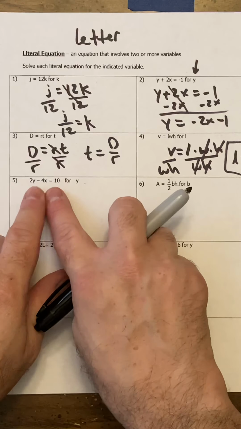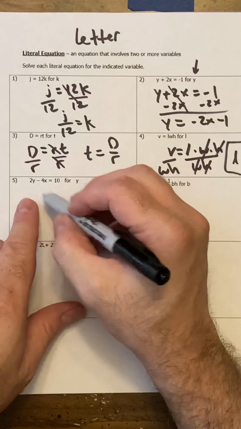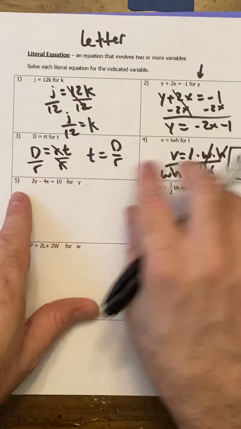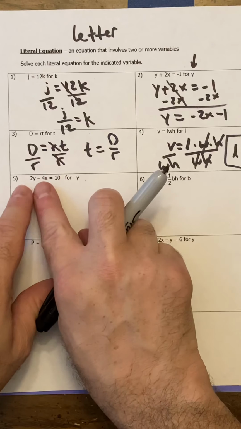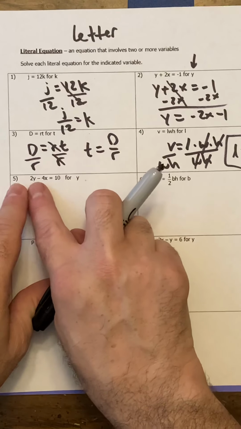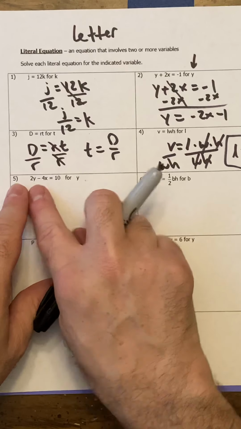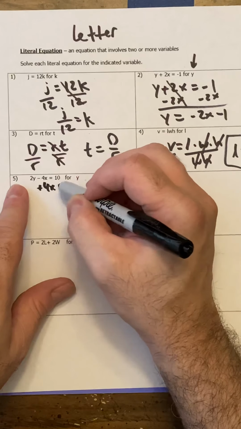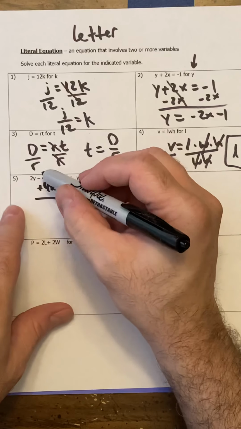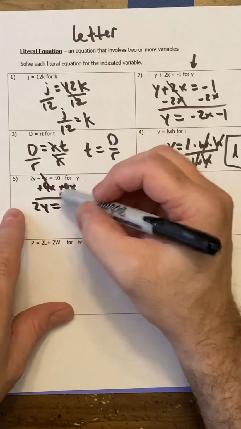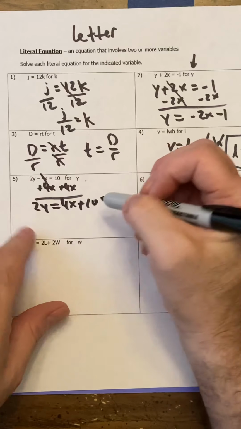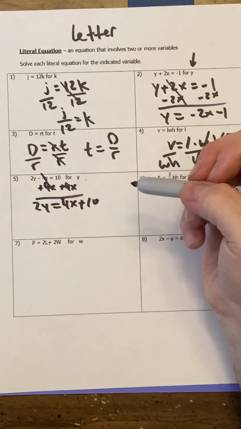We have a 2y and a negative 4x. First thing you should do is isolate the variable you want by adding or subtracting anything that's on the same side of the equation with the variable in question, with the y. So let's add 4x to both sides, and you're going to get 2y equals 4x plus 10. Those are not like terms, so you couldn't combine them.